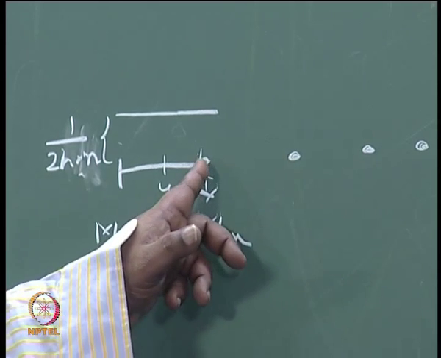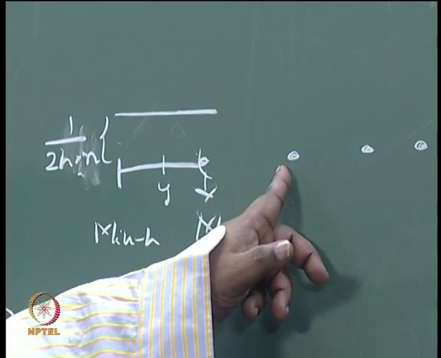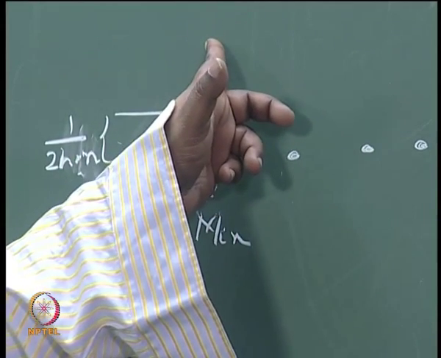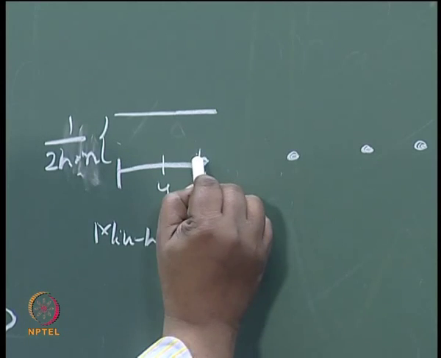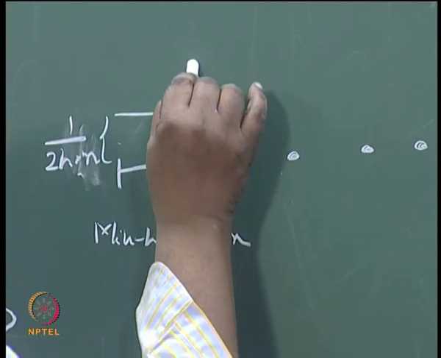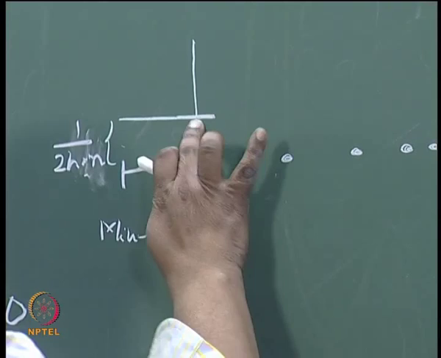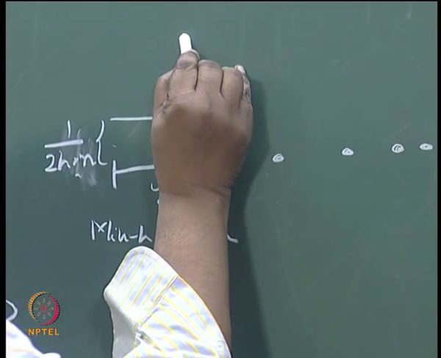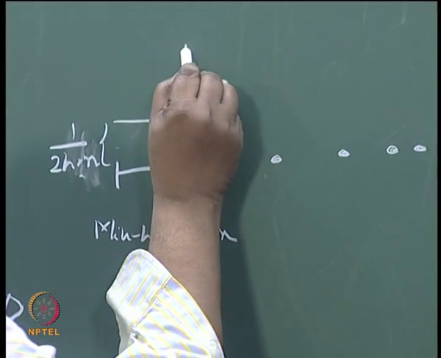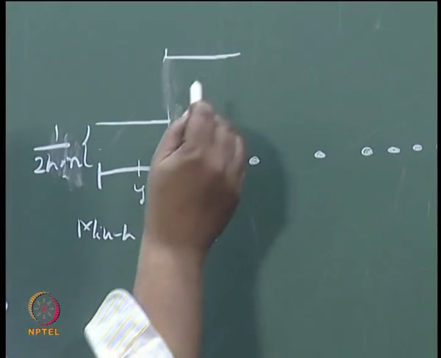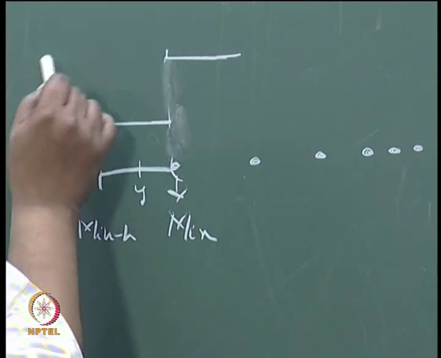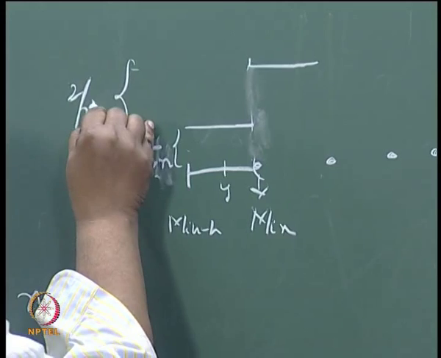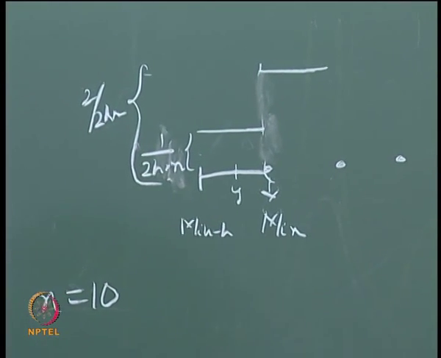Then from this point onwards, the height will go to 1 by 2 hn plus 1 by 2 hn. It will be increased. From this point onwards, it will be increased. And it will be, say, this is 2 by 2 hn, this height is 2 by 2 hn.